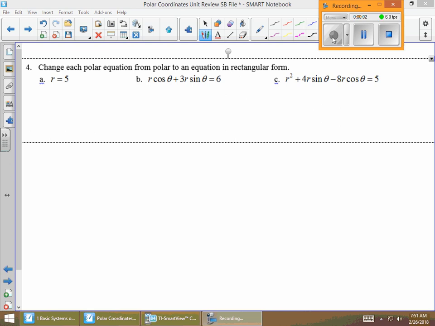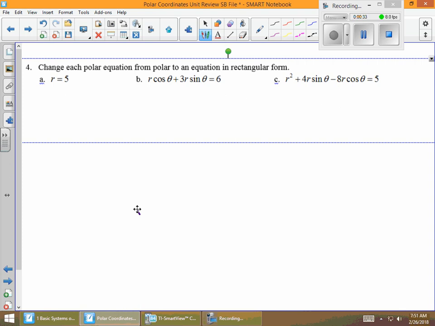Okay, last bit of converting points and equations, I guess, until we get to complex numbers. So in this section, we're changing each polar equation to an equation in rectangular form. This is definitely the trickier way to go. We're still going to be using all of the things in our equation sheet. X is r cosine theta, y is r sine theta, and r squared is x squared plus y squared.